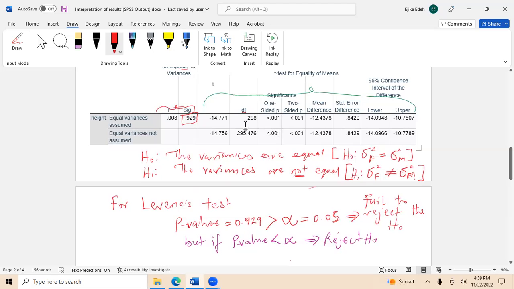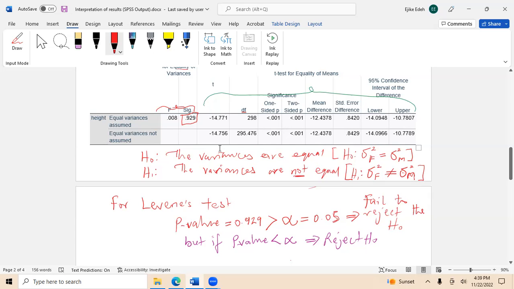So on the right-hand side, there are just a few things you need to pay attention to, and the rest are things you've come across before. So the first thing to pay attention to is your test statistic, right? And then next you have your degree of freedom. And then you have your p-values.